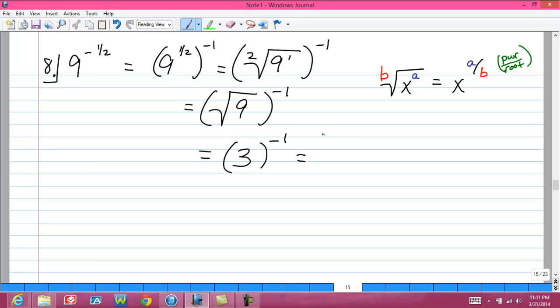So using law 7, we're going to bring the base to the bottom. The exponent becomes positive, and there's an understood 1 on top. So the answer is 1 over 3.